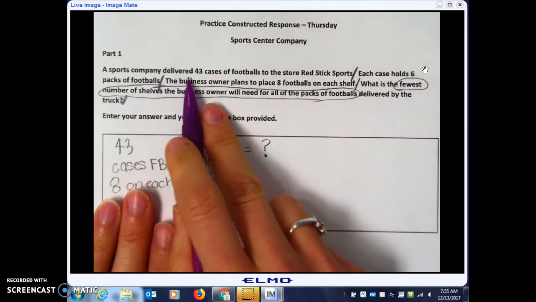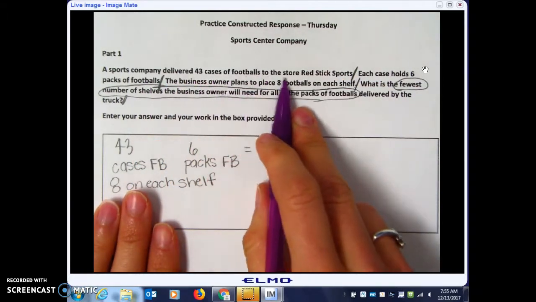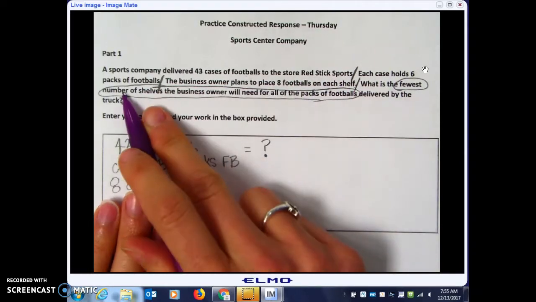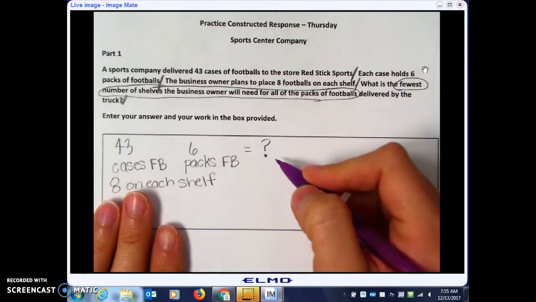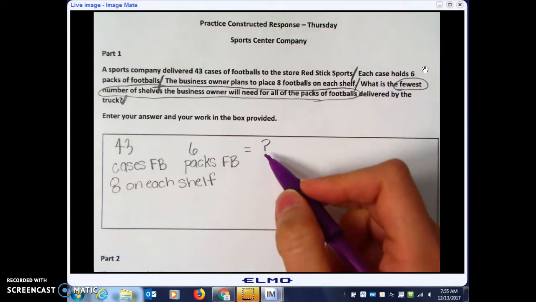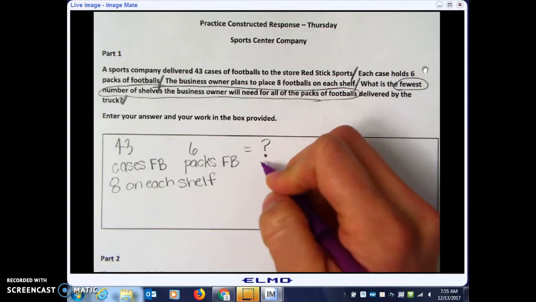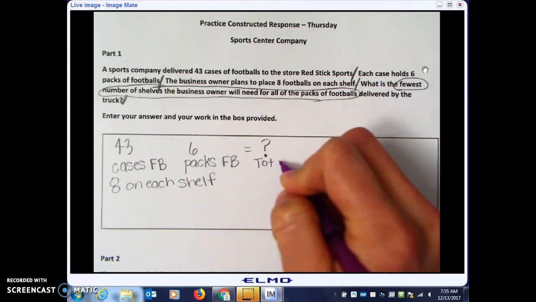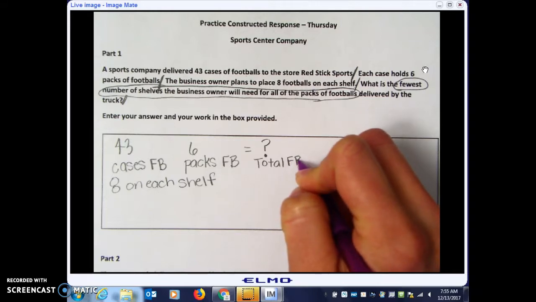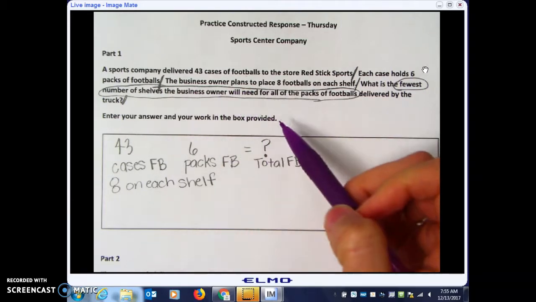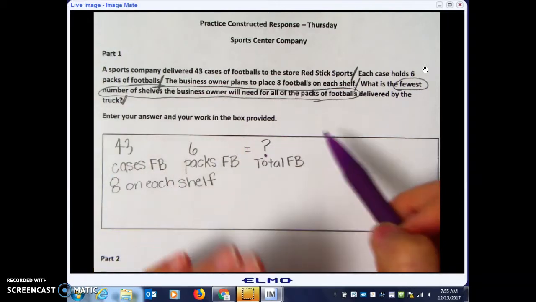So a sports company delivered 43 cases of footballs to the store Red Stick Sports. Each case holds 6 packs of footballs. So do I know the total amount of footballs? No. So I'm putting a question mark here because I need to know, well, what's the total amount of footballs that I have? Then it says the business owner plans to put 8 of these on each shelf.